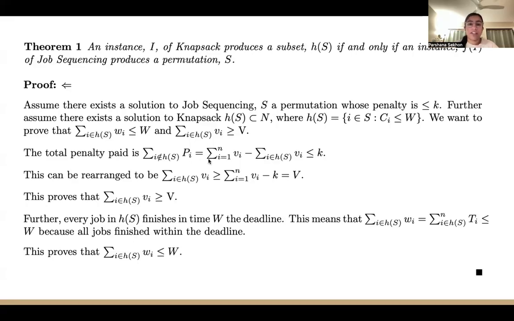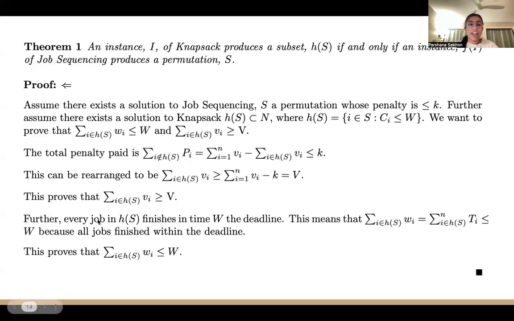If I rearrange this by moving this to the other side and moving this to the other side, I get the following, which is exactly what we saw before, just rearranged, where we said K equals the summation of the values minus V. Now it's switched, and ta-da, we have proved that the values of the solution of knapsack are greater than or equal to V. Now let's prove the second part with W.